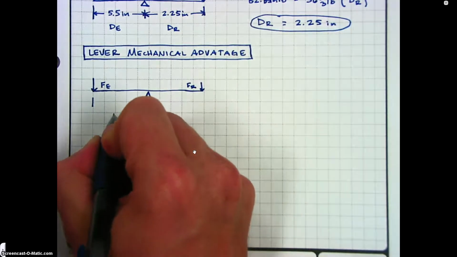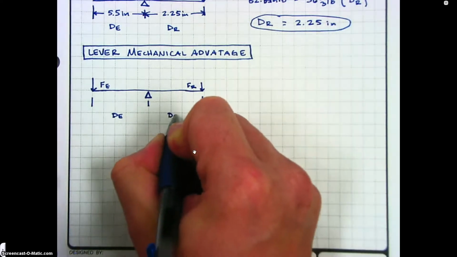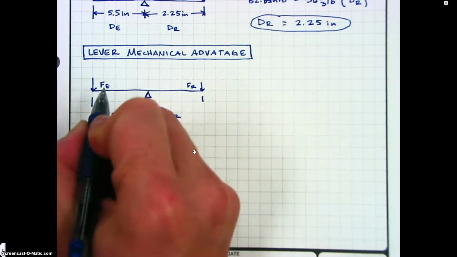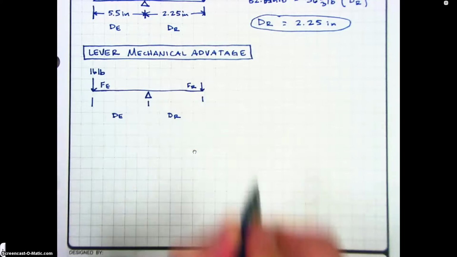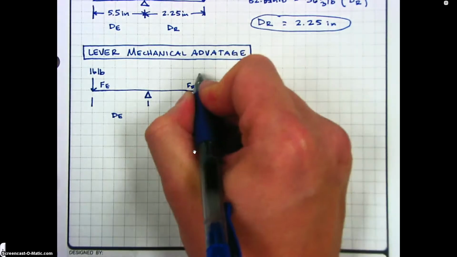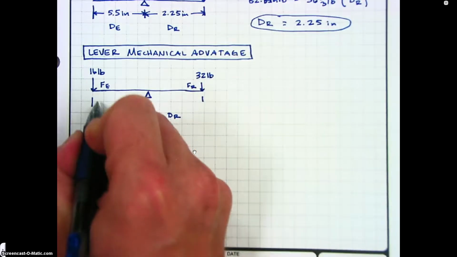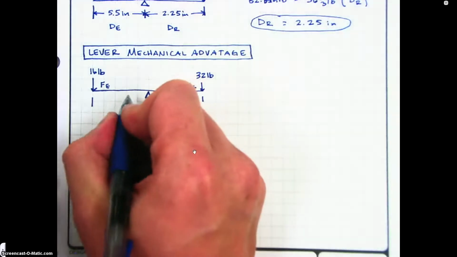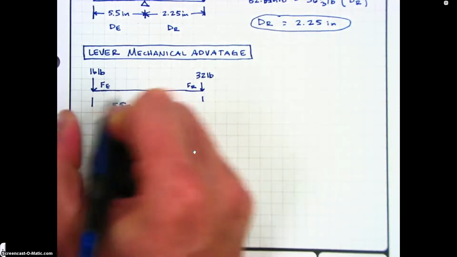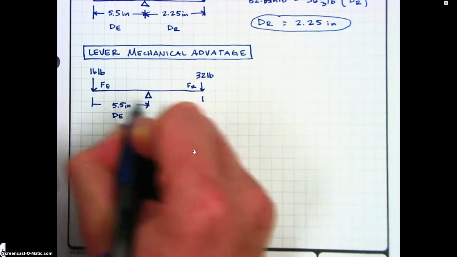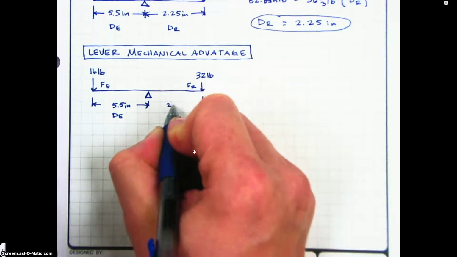We will have a distance to the effort. We will have a distance to the resistance. And so we can go ahead and put in our values here. Let's make our effort force 16 pounds. We will make our resistance force 32 pounds. Our distance to the effort will be 5.5 inches. And our distance to the resistance will be 2.25 inches.